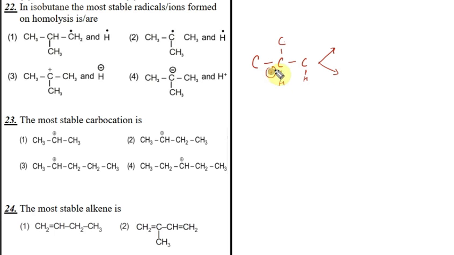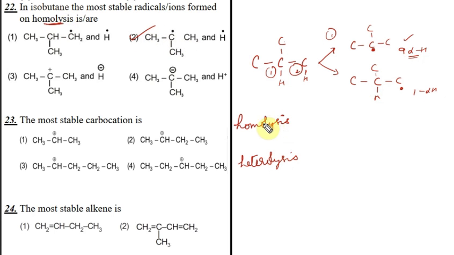So let's take case 1 and case 2. In case 1, if I break, I get this. In case 2, I get this. Which one is more stable? Obviously this one, because it has 3, 3, 3, 9 alpha hydrogens, meaning 9 hyperconjugated structures. This one has only 1 alpha hydrogen. So this is the best one possible. So you're going to have this.